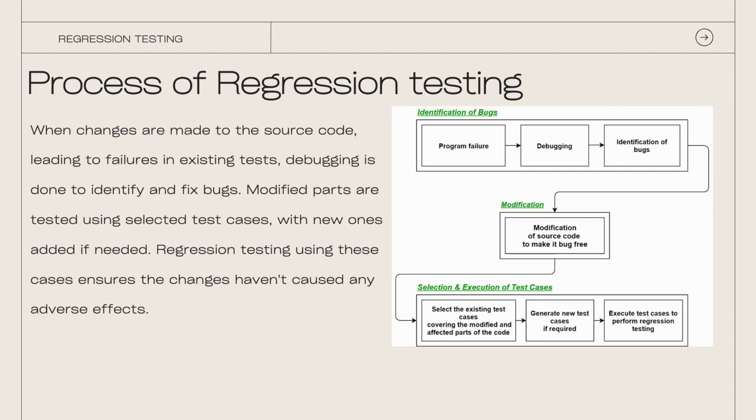When changes are made to the source code leading to failure in existing tests, debugging is done to identify and fix bugs. Modified parts are tested using selected cases with new ones added if needed. Regression testing uses these cases to ensure that changes haven't caused any adverse effects. This is the workflow of regression testing, as you can see in the image.